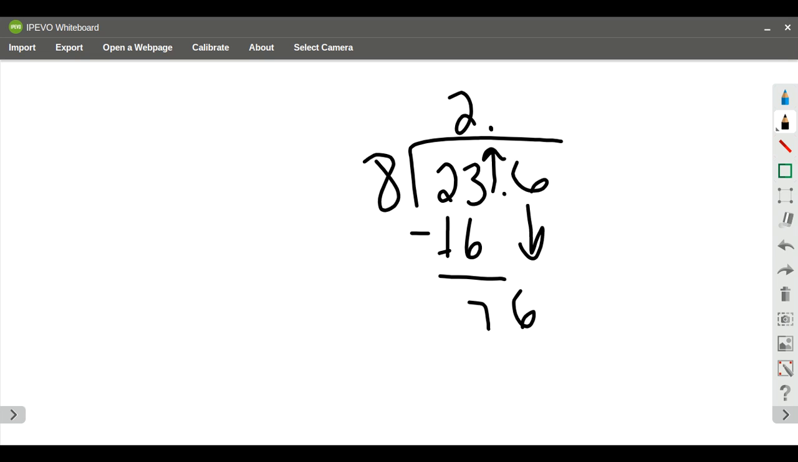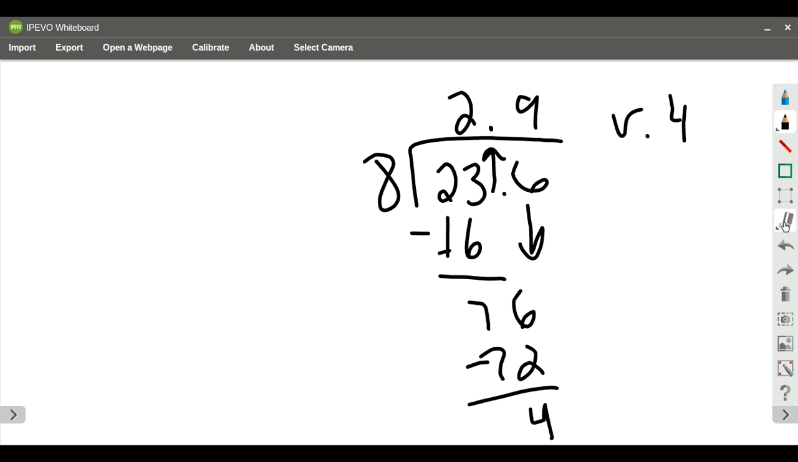It's going to go in there 9 times. 8 times 9 is going to be 72. When I subtract, I have 4. Now, here's where it gets a little bit different because when we've been writing whole numbers, we've been doing it to where we would just write remainder 4.